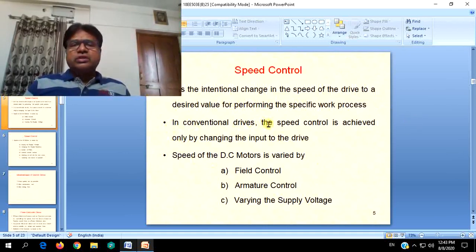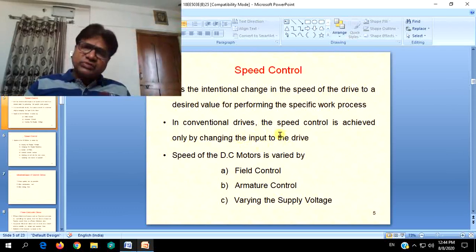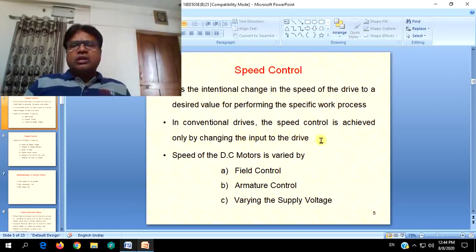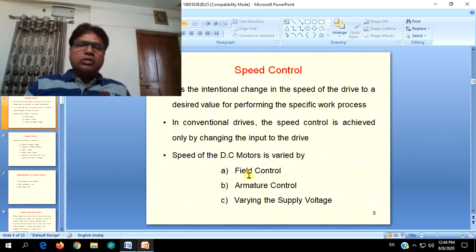That is the load and the operation on the load which has to be carried out. In conventional drives, the speed control is achieved only by changing the input to the drive. That is, if it is an automobile, again change the input to the automobile. That is, opening or closing the throttle, or the governor in the case of turbines, or controlling the combustion cycle inside IC engines. When it comes to AC equipment or AC motors, there are many procedures by which you can control the speed of the motors and eventually the load.